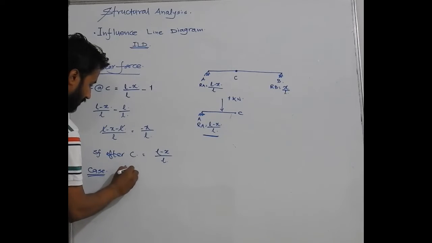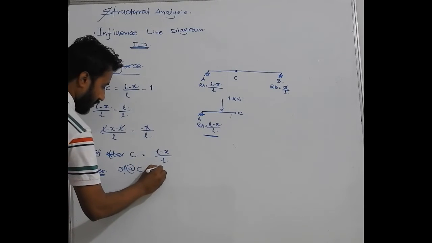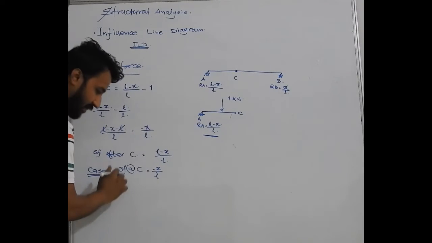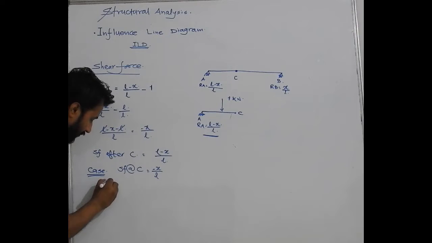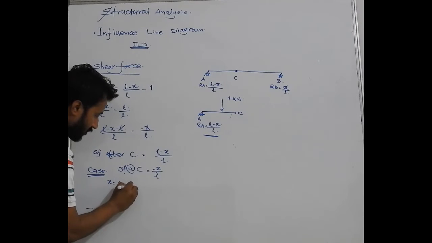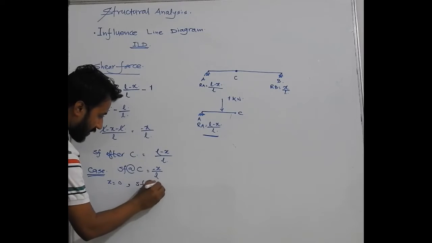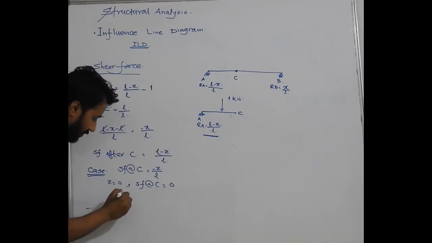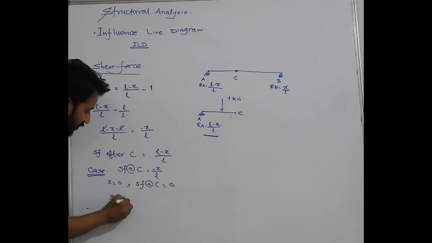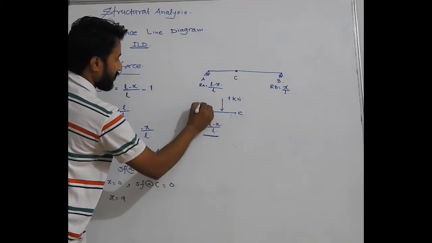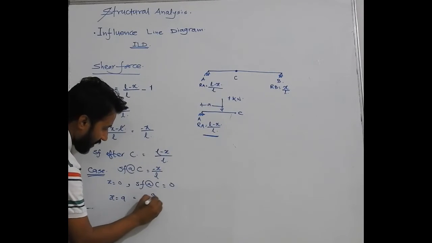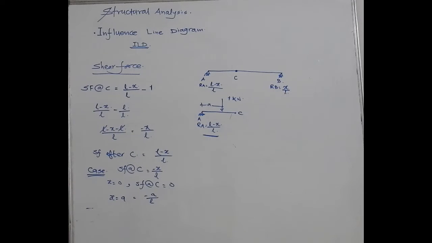So shear force at C, we know that we have calculated minus X by L. If X is equal to 0, then shear force at C will be 0. If X is equal to L, or suppose X is equal to A, then this will be equal to minus A by L.